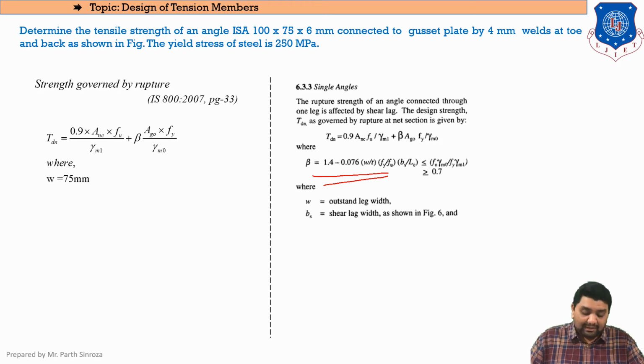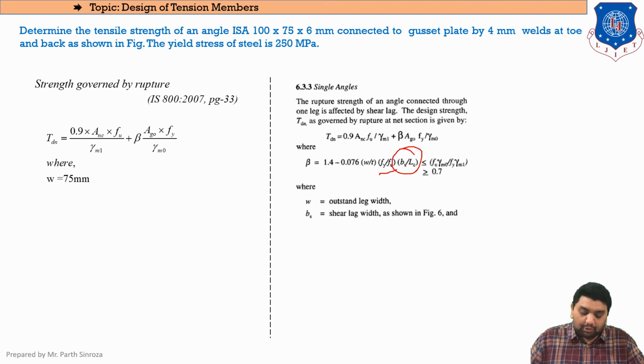W is the width of the outstand leg. As it was given in the figure itself, that 75 mm leg is the outstand leg, so our W will be equal to 75. Next we'll be finding the T. T is given in the question as 6 mm for the angle. Fy and Fu are already given in the question.